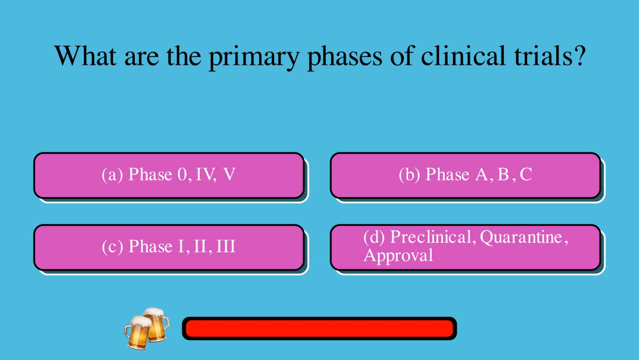What are the primary phases of clinical trials? A. Phase 0 of V, or B. Phase BC, or C. Phase 1, 2, 3, or D. Preclinical quarantine approval. The correct answer is C. Phase 1, 2, 3.